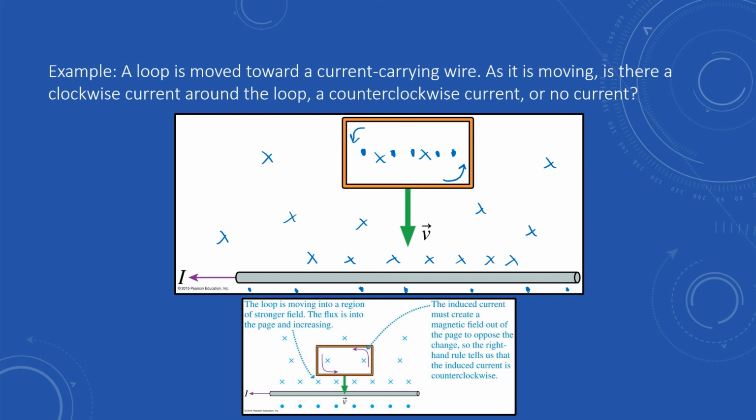I summarized that with an image on the bottom. Everything I've just said is summarized here, and it looks pretty similar to what I've drawn. To recap, we're moving it into a region of a stronger magnetic field. As a result, the flux through the loop is increasing. To oppose that increasing change, we need to have a field in the opposite direction, which would be out of the page. By the right-hand rule then, if you have a magnetic field pointing out of the page, your thumb will point in a counterclockwise direction, and thus we have an answer.